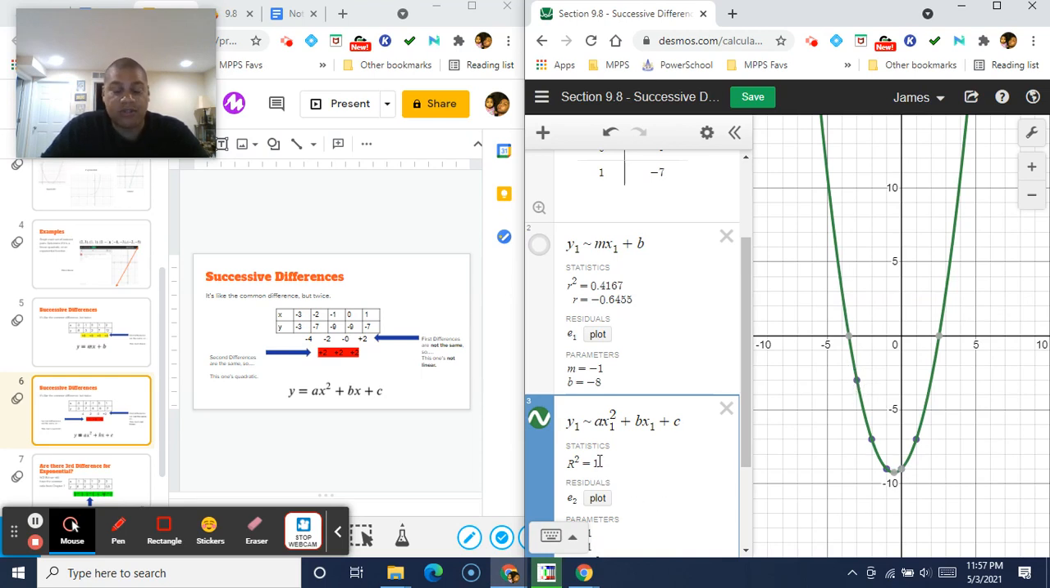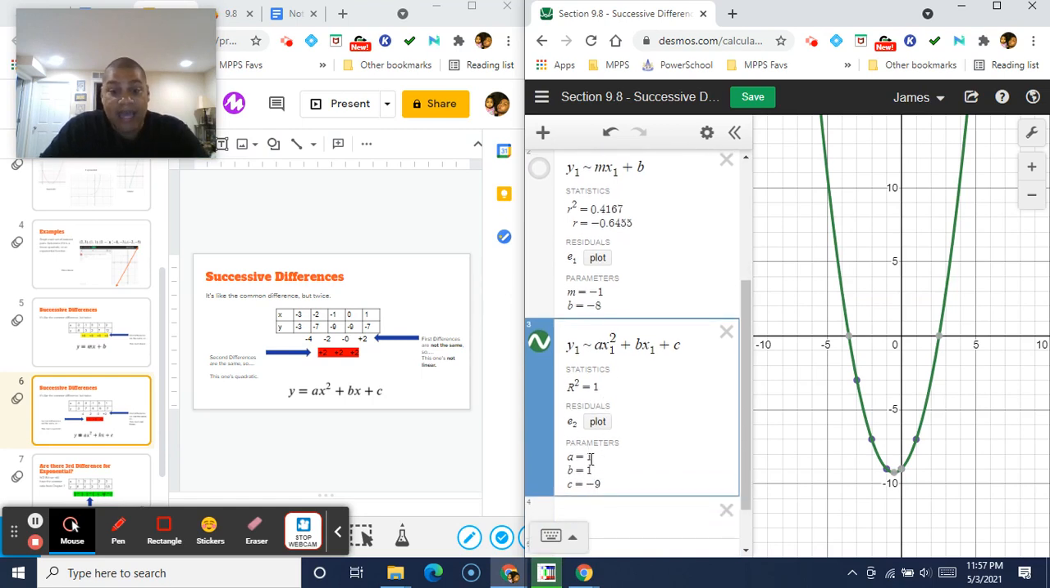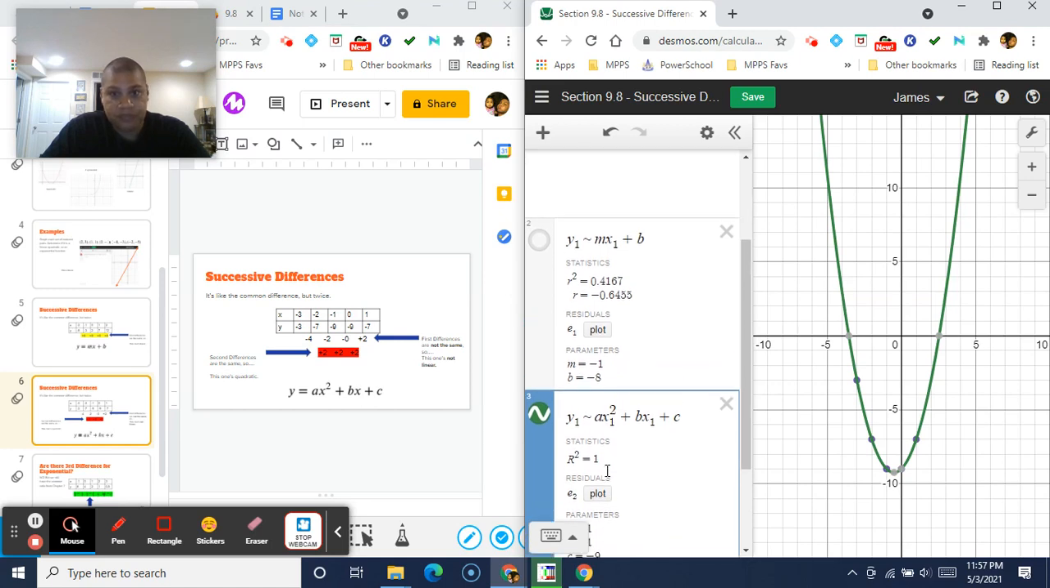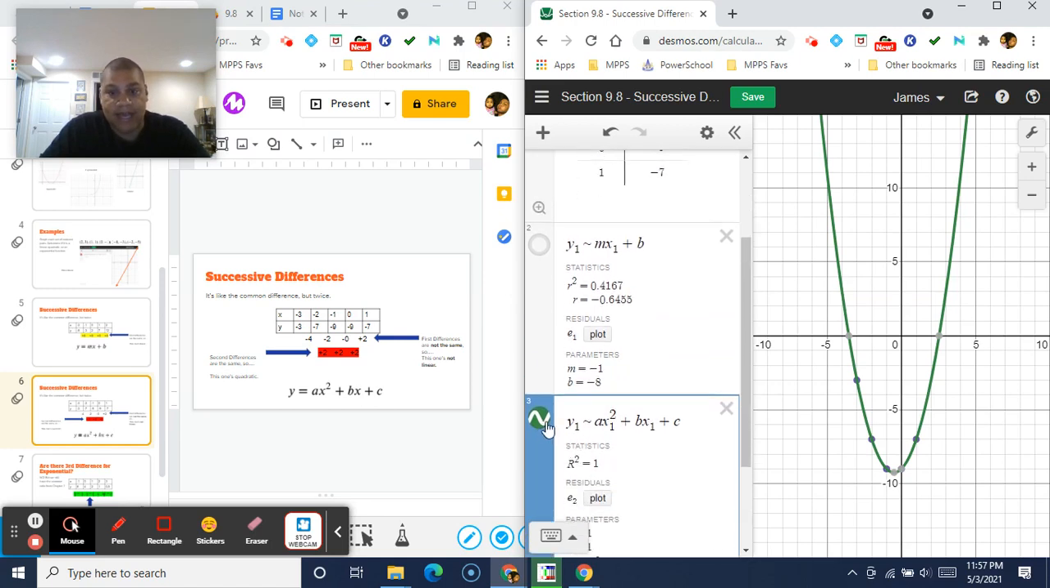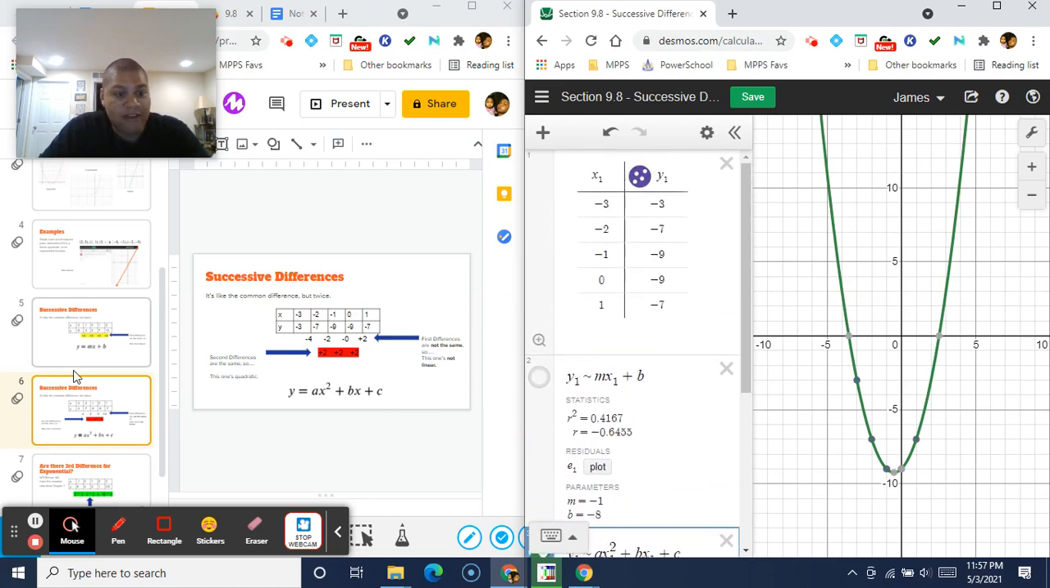Look at our r value. It's r squared because it's quadratics. But anyway, it's perfect, right? It's a 1. And lo and behold, here's our parameters, right? It's y equals ax squared plus bx plus c. A is 1, b is 1, and c is -9. So it's given us the equation, and it's all right there. Great. Fantastic. One more real fast.